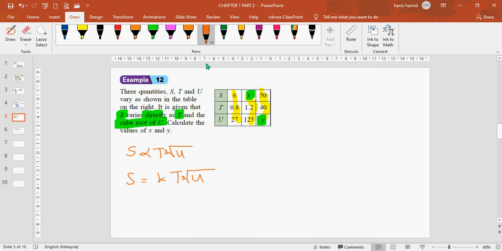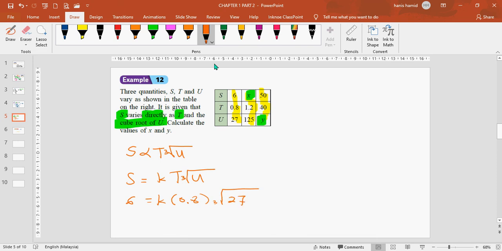To find the value of K, you can choose any pair from here, but make sure you know all the values. For this case, we can use the first pair because we know the value of S, value T, and value U. We cannot use the second and third pair because we don't know X and Y. So I use the first pair: S equals to 6 when T is 0.8 and U is 27.